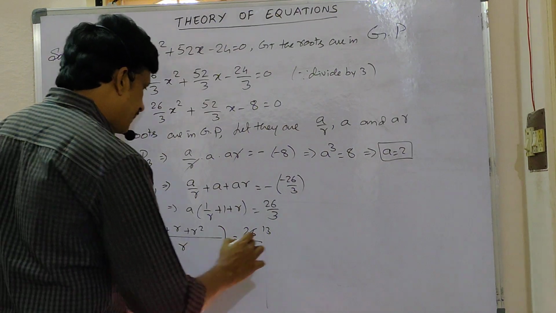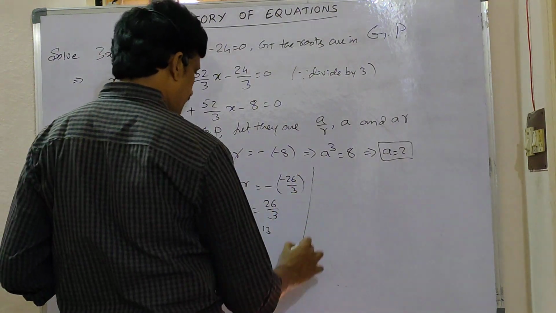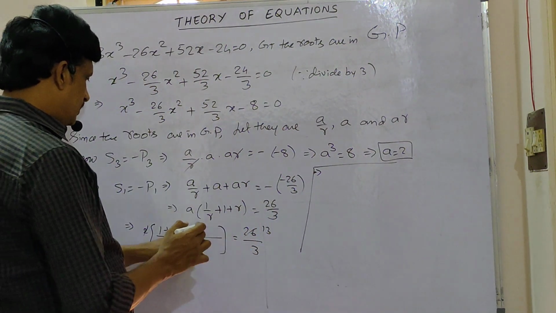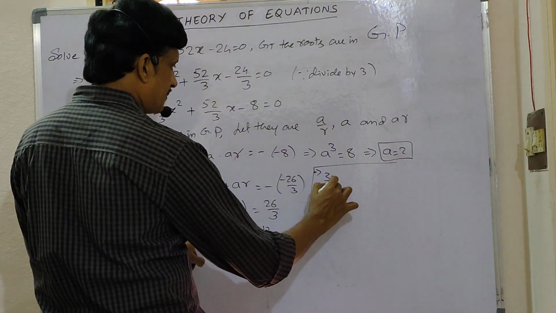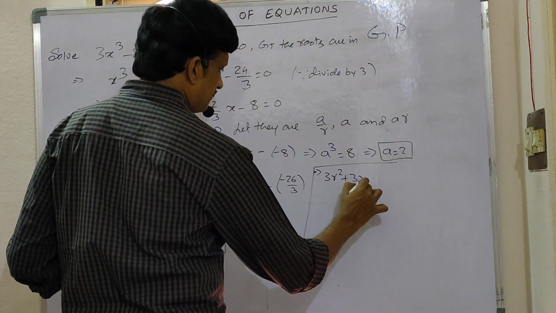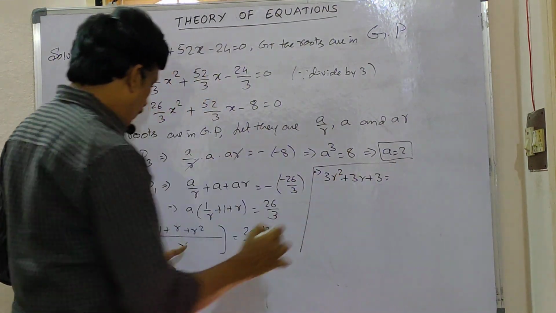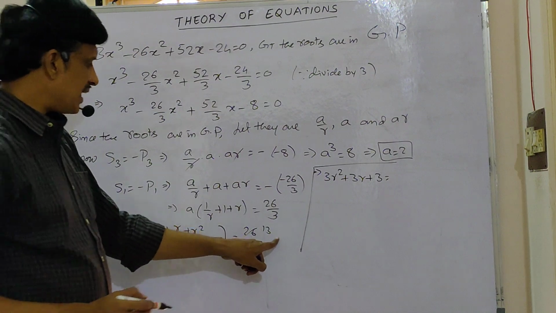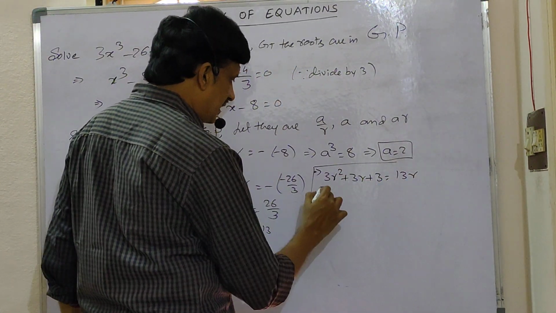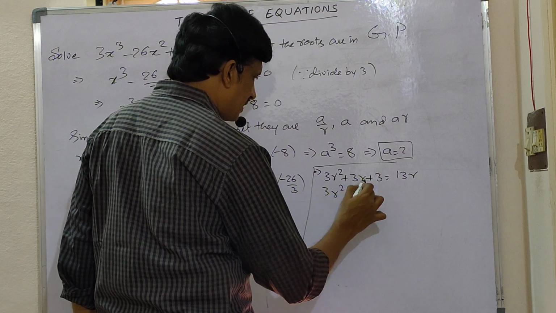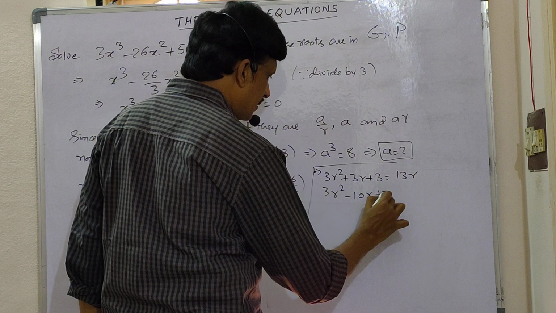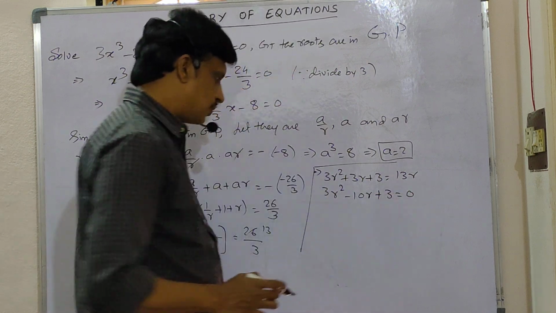Now apply cross multiplication. Cross multiplication gives 3 into this one, means 3 into R square plus 3R plus 3 is equal to this denominator R into 13, that is 13R. Now write all the terms together. 3R square, 3R minus 13R will be minus 10R, plus 3 is equal to 0.